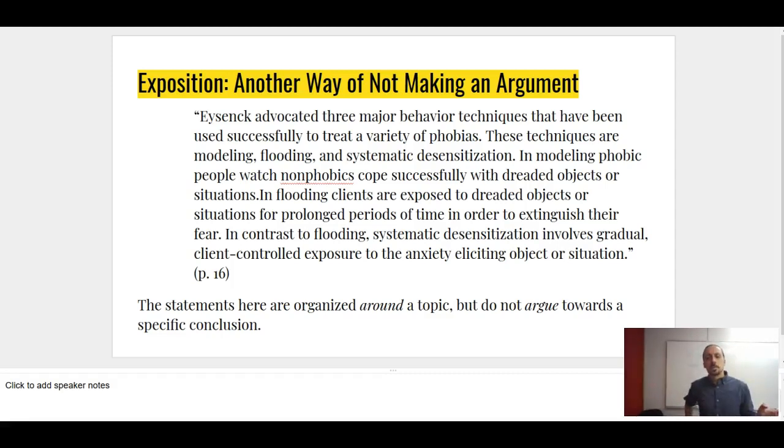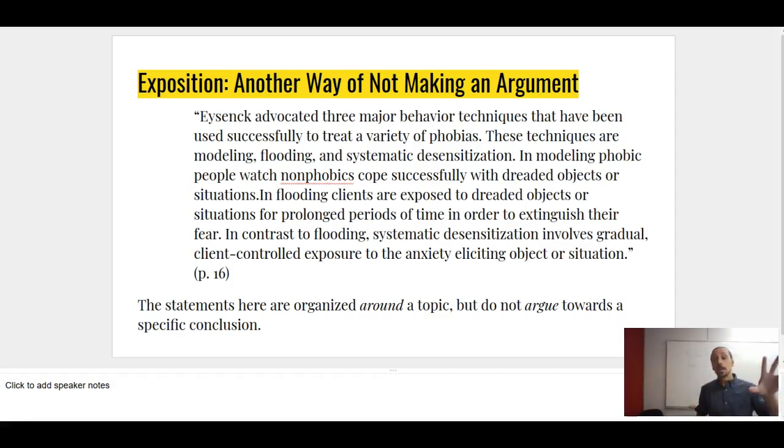So here's also an example from For All X. Eysenck advocated three major behavior techniques that have been used to treat phobias. They're modeling, flooding, and systematic desensitization, and then there's some explanation about what this means. But again, this is an exposition dump. It's not an argument. So not every connected series of statements is an argument.